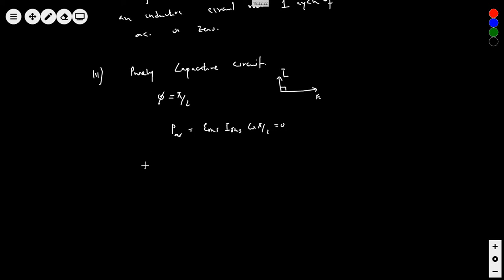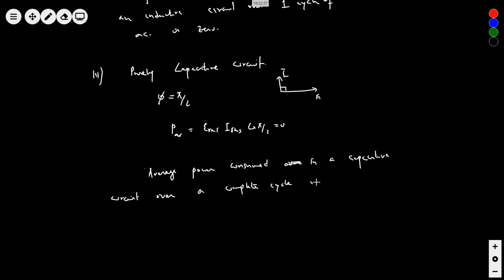Again, power consumed. So average power consumed in a capacitive circuit over a complete cycle is also 0.